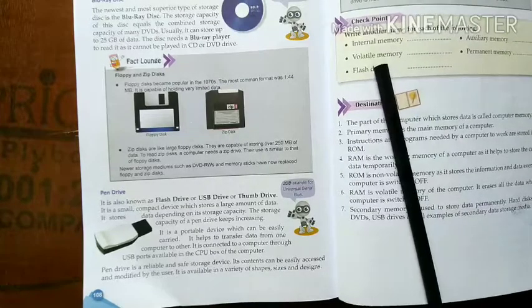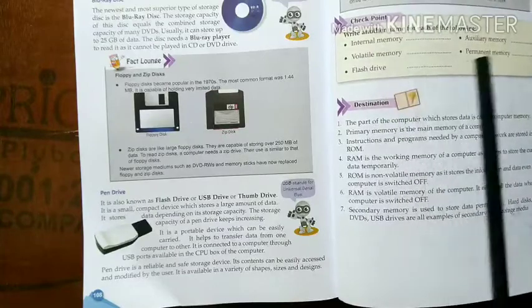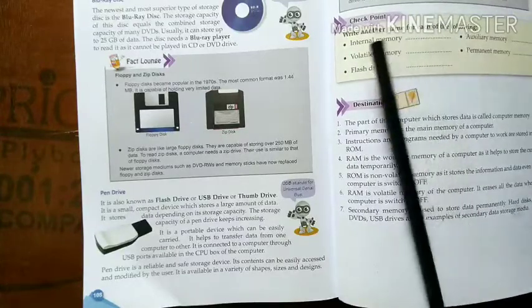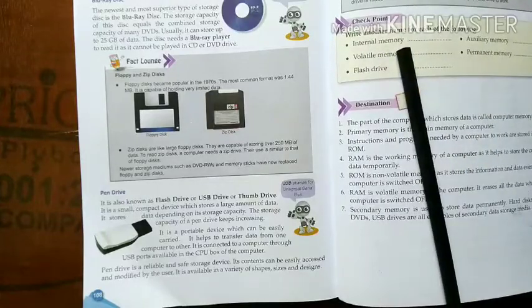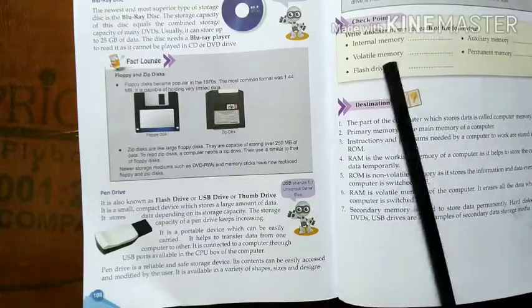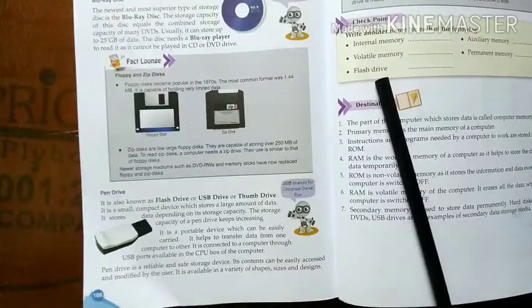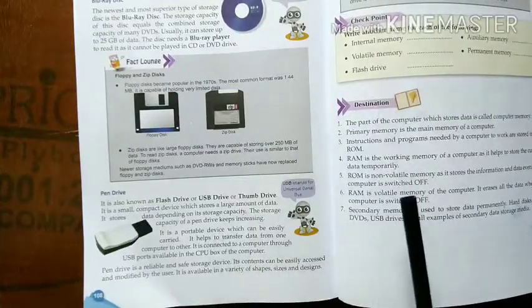Now students, you have to fill in the blank spaces. Write another name for each of the following: another name for internal memory, auxiliary memory, volatile memory, permanent memory and flash drive. Flash drive we have just studied here.